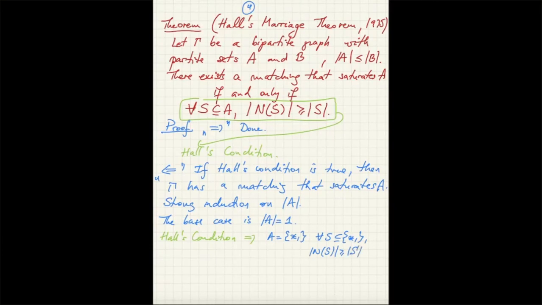If you take S to be the empty set, you get 0 is greater or equal to 0. So if you take S to be the set X1, then this tells us that the cardinality of the neighborhood of the set X1 is greater or equal than 1. So that implies that X1 has at least one neighbor.